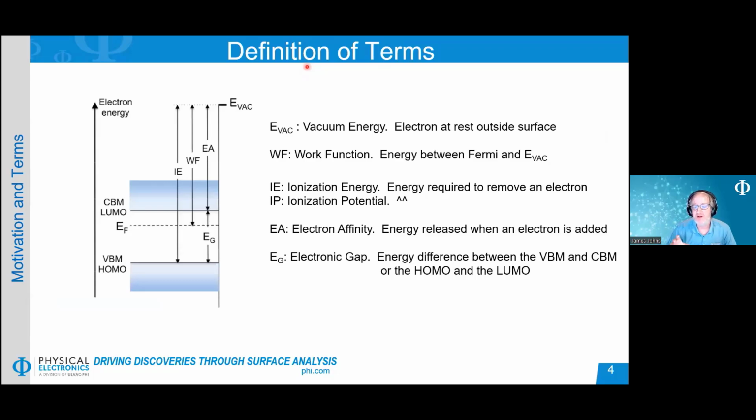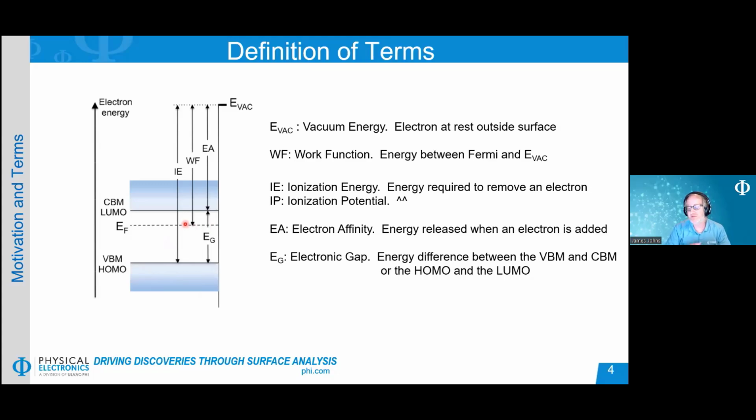Here's where we're going to start defining our terms. When we start talking about electrons at a surface, we have to talk about the electronic states that are there. We're going to start from the bottom and work our way up. Down here, we have our valence band. At the top of the valence band, we have our valence band maximum. Now, electronic states in the valence band are all filled with electrons. We then have our Fermi level.